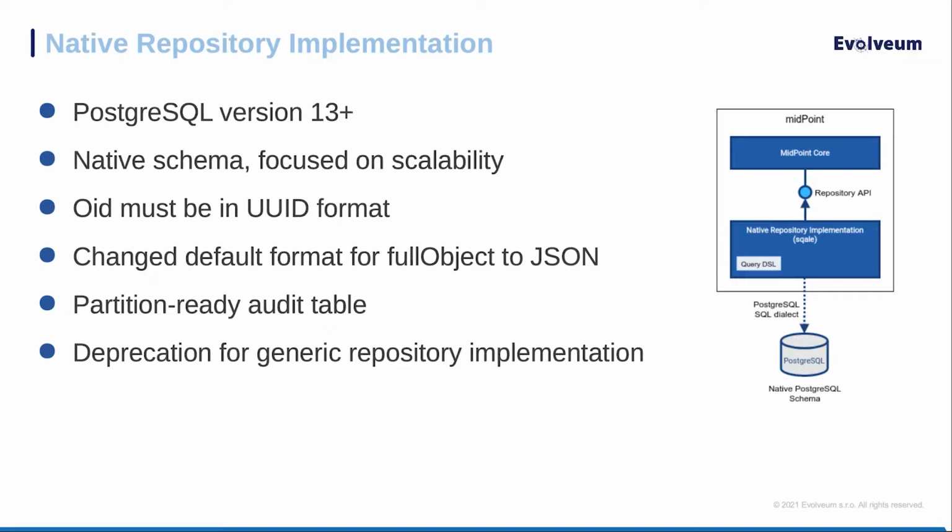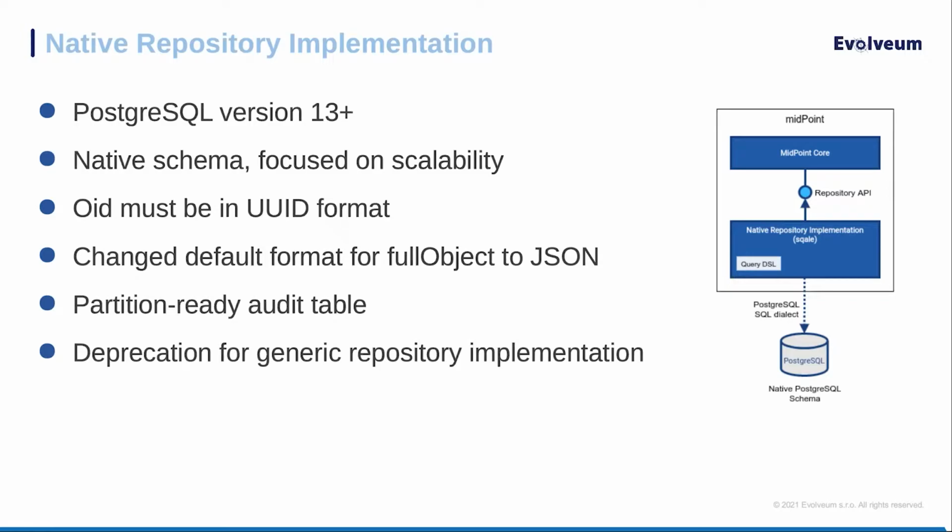When migrating to the native repository implementation, you need to keep in mind that the UID format for object identifier is now required. Even though it was designed like this since the beginning, it was never enforced. Native repository implementation, however, enforced it. Serialized objects stored, for example, in the full object column, are by default stored in JSON format, which should reduce the space used.